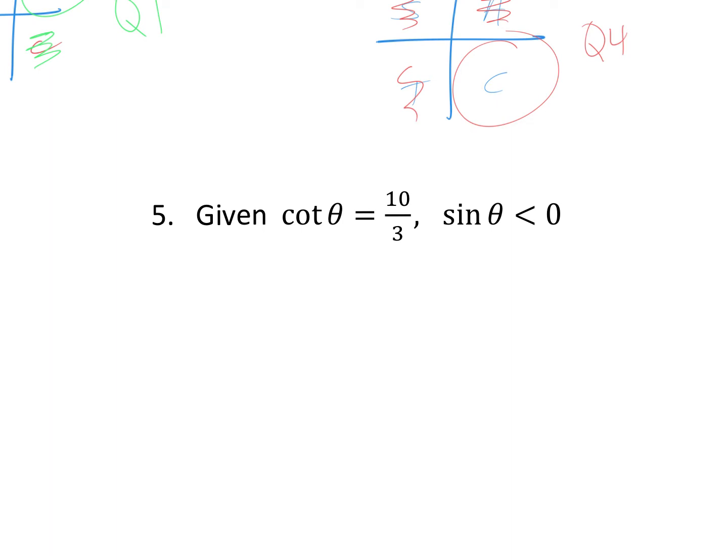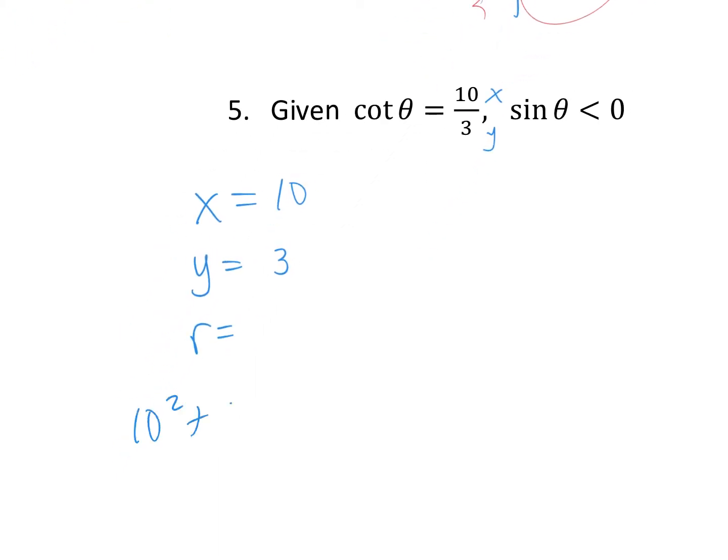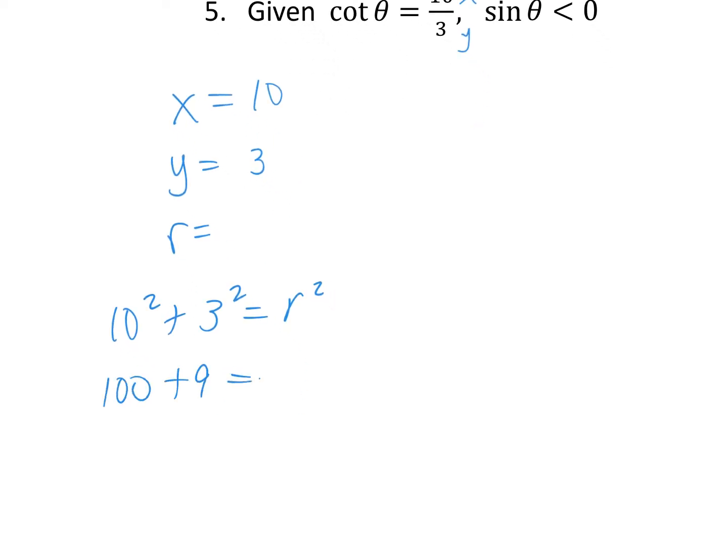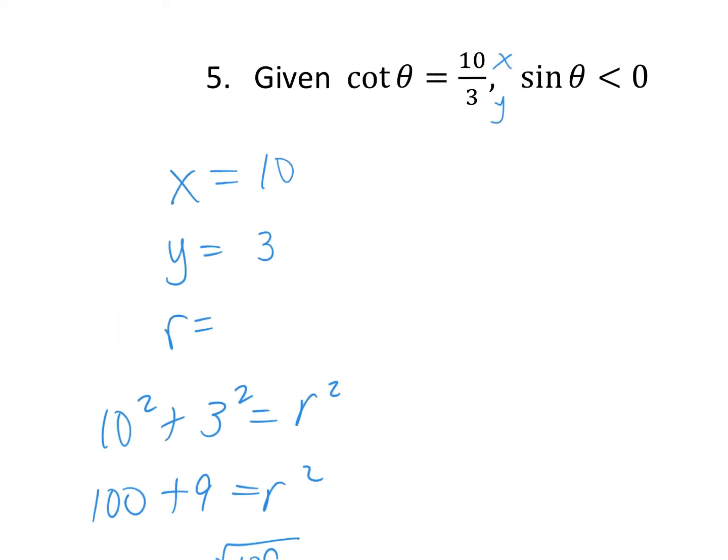Given that cotangent is 10 over 3, so I have x, I have y, and I have r. If they give me cotangent, guys, what 2 letters are they giving me? X and y, I'm sorry. So my x value is 10, my y value is 3, correct? Can I go ahead here and figure out what r is? Yeah, I could say 10 squared plus 3 squared equals r squared. So 100 plus 9 equals r squared. So r is the square root of 109. All right, if that were to break down, you guys go ahead and do it. So r is the square root of 109.